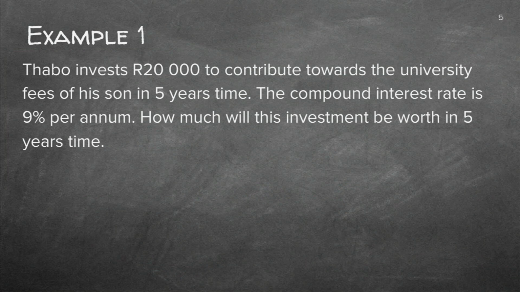It's much easier. Thabo invests 20,000 Rand. Now, can you recall previously I said as you read a financial problem, underline the figures and write down, is it now the A or the P or the i or the n? Which one of the 4 is it? Thabo invests 20,000 Rand now, presently. So you agree with me, that's the P, to contribute towards the university fees for his son in 5 years' time. That is the years, so that is the n.